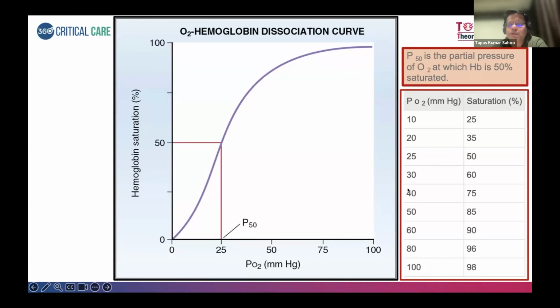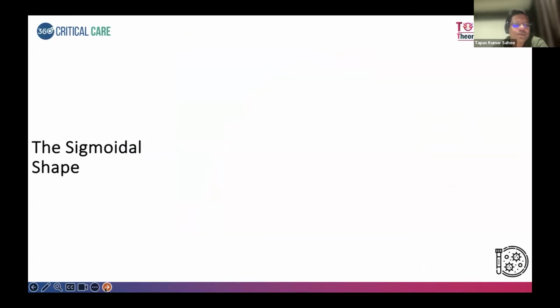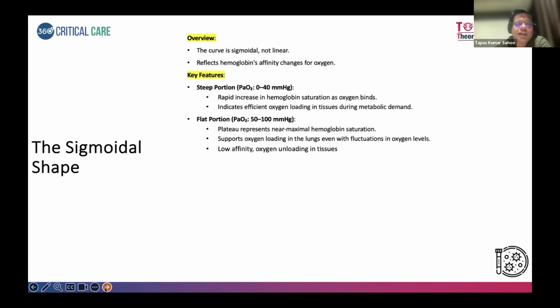But the P50 is the partial pressure of oxygen at which hemoglobin is 50% saturated. Now, the sigmoidal shape. Why is it a sigmoidal shape? Why is it not linear? Because it reflects hemoglobin's affinity that will change for the oxygen. Now, the key feature of this curve, because the question is the oxygen hemoglobin dissociation curve, so you have to describe the curve in detail.